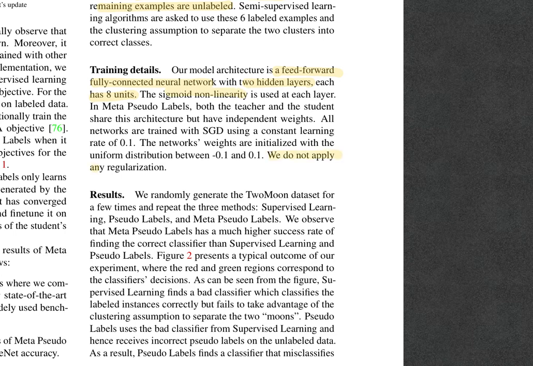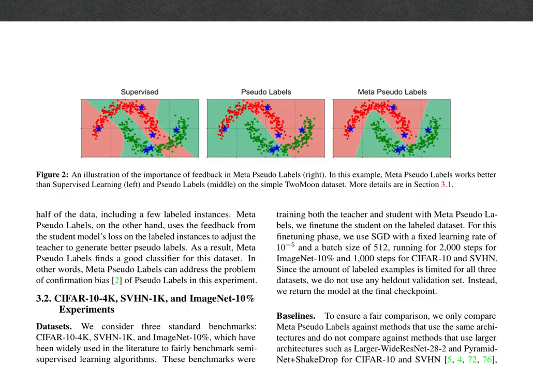They did not apply any regularization. The initialization of weights has been the uniform distribution between minus and plus 0.1, and everything was trained with a constant learning rate of 0.1 and stochastic gradient descent. And the results indicate that the meta pseudo labels has a higher success rate. Looking at figure 2, you can see the advantage of meta pseudo labels over pseudo labels and supervised as well.